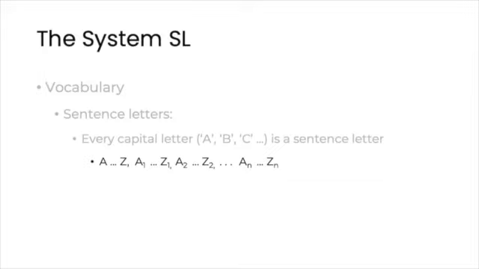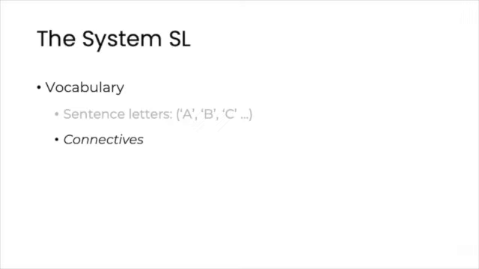So the second element is a list of connectives. So far we have introduced 3, the tilde, the ampersand, and the V. But later we'll add 2 more. The third basic element is the parentheses, one for opening and one for closing. So that's it. Those are the basic components that are allowed in the language we're building.